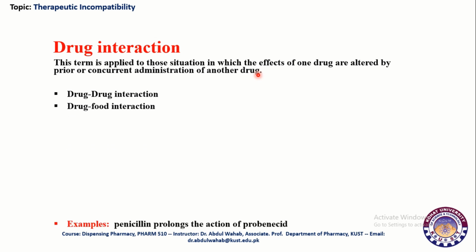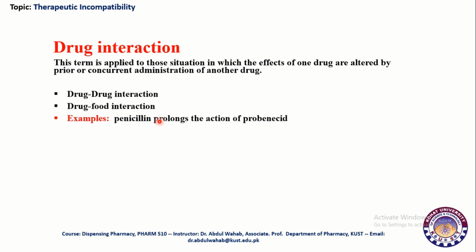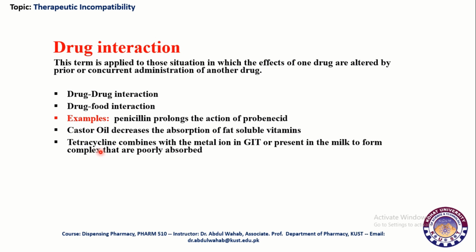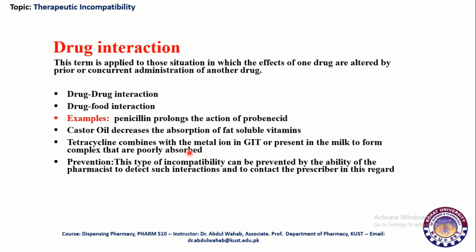Drug-drug interaction and drug-food interaction. Example, penicillin prolongs the action of probenecid. Castor oil decreases the absorption of fat-soluble vitamins. Tetracycline combines with the metal ions in the GIT or those present in milk to form complexes that are poorly absorbed. Prevention: this type of incompatibility can be prevented by the ability of the pharmacist to detect such interactions and to contact the prescriber in this regard.